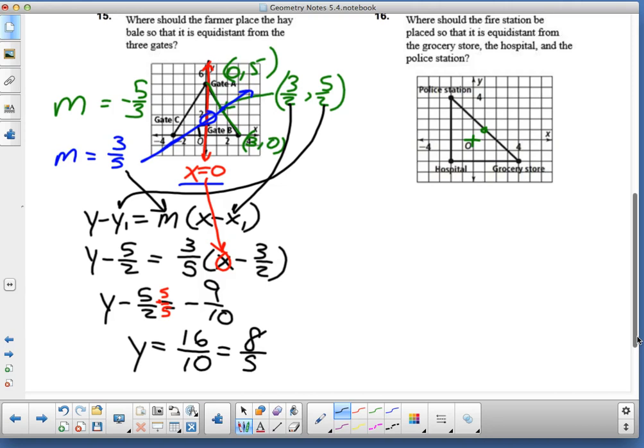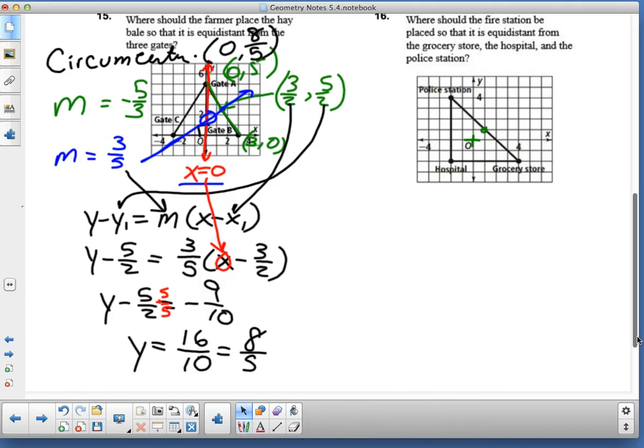Okay. Now I found my y value and I know my x value. So my circumcenter, or better yet, my hay bale, is located at 0 and 8/5. That was a really nice question to use that stuff on, because I had that vertical line be 0. That was awesome. I could increase the difficulty by having you find a different line that's not that nice. But we had a horizontal and a vertical line to help us out. It was totally awesome.